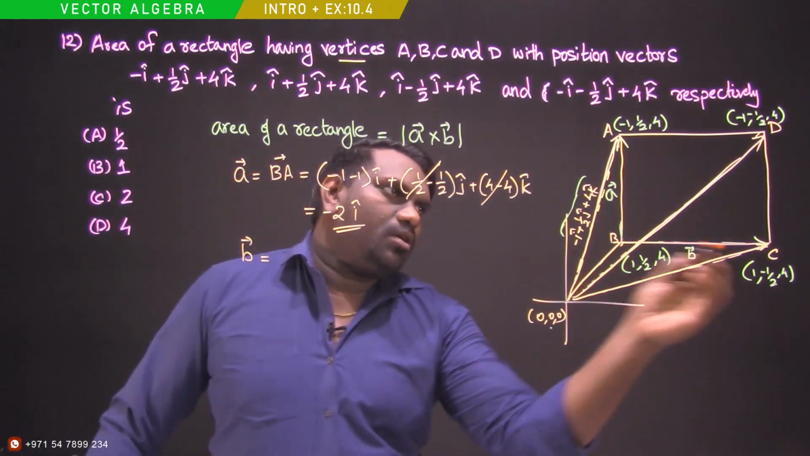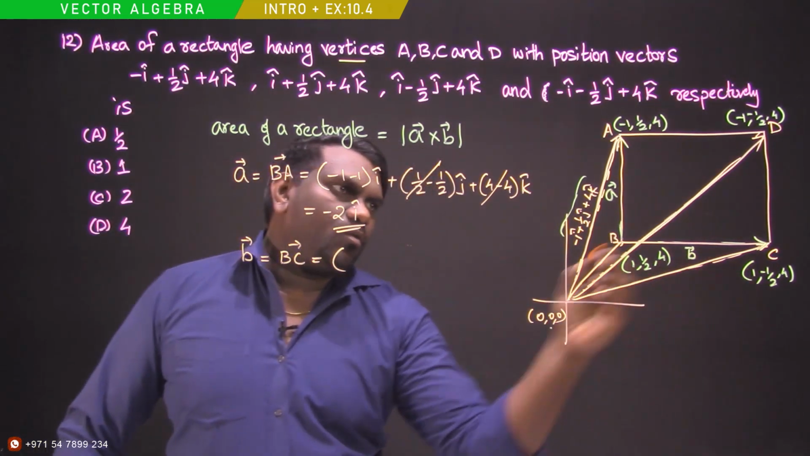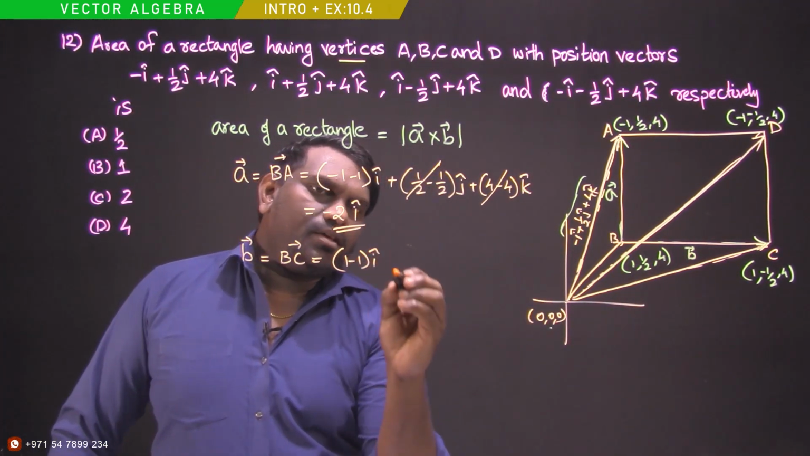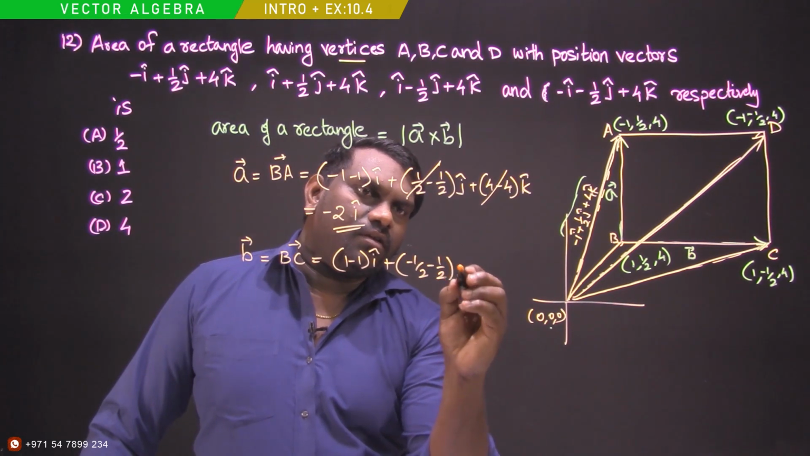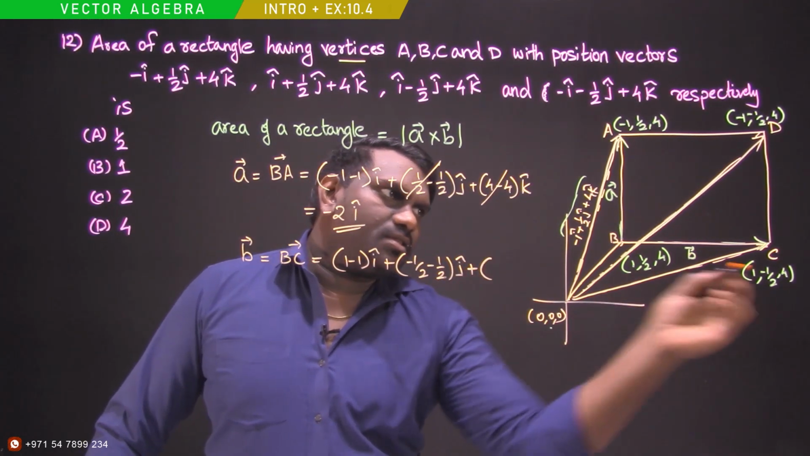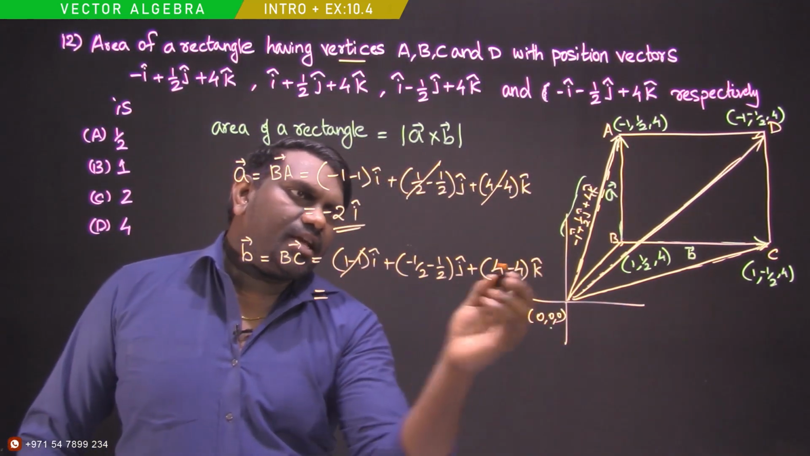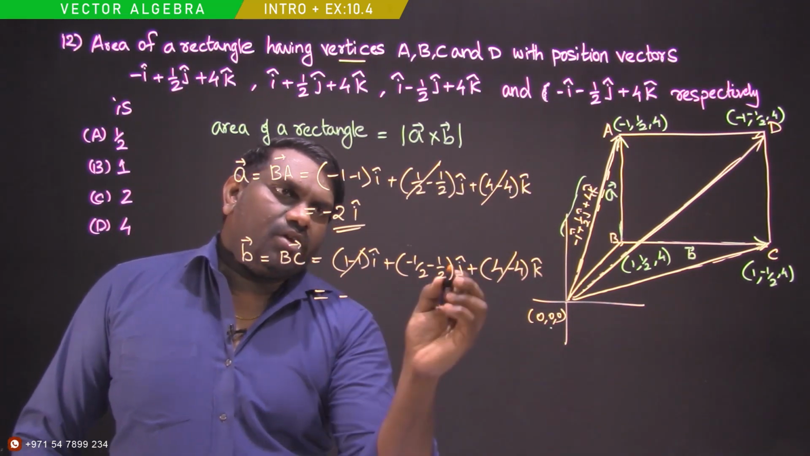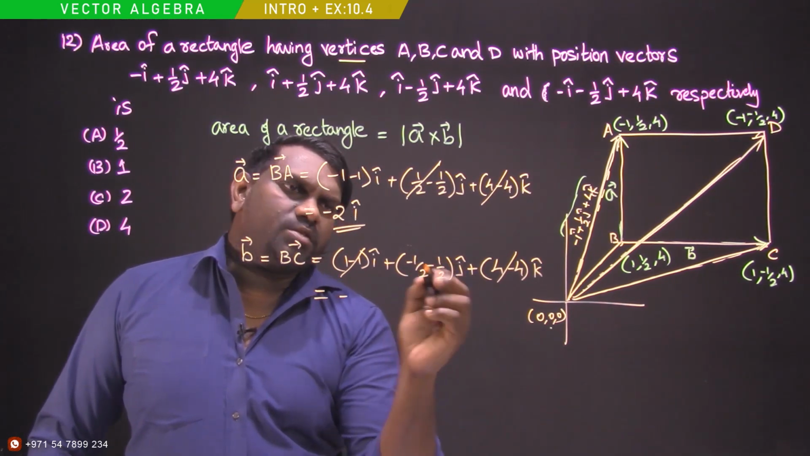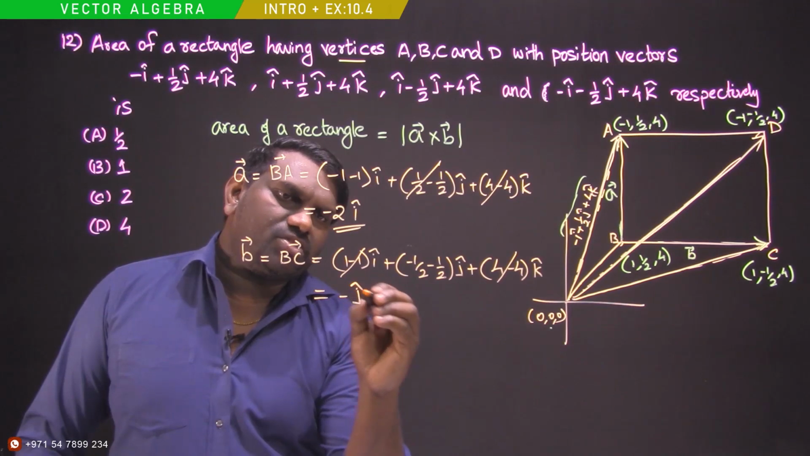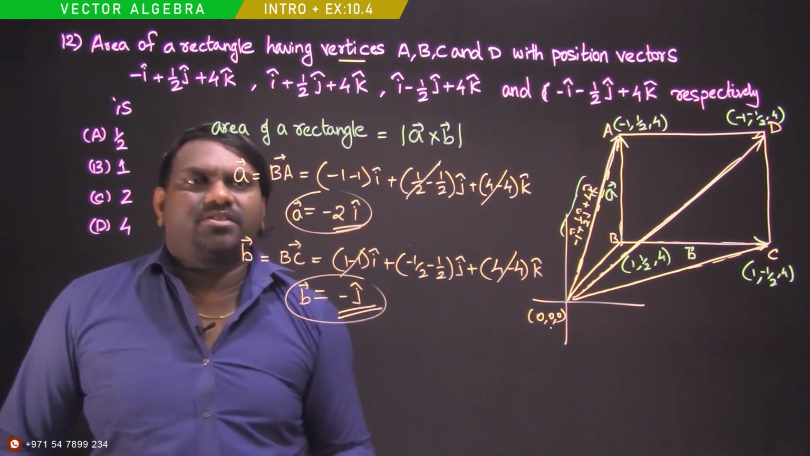B vector is in fact the BC vector. That is C minus B: 1 minus 1 i, plus 1 by 2 minus 1 by 2 j, plus 4 minus 4 k, dear. So this gets cancelled, this gets cancelled. What I have here is minus 1, isn't it? Because 2 minus 1 is minus 2, it gets cancelled, minus 1 j or minus j. So these are what I have right now, dear, vector A and vector B.